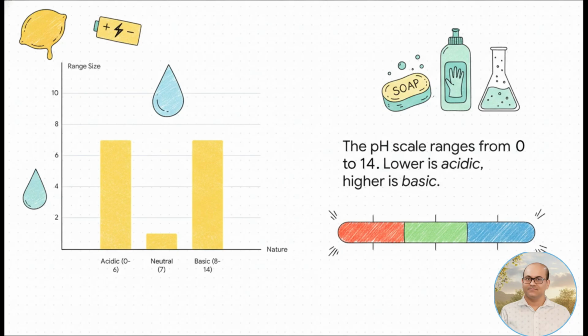Look here, any value from 0 up to 6 means the substance is acidic. The lower the number, the stronger the acid. The number 7, right in the middle, is perfectly neutral. This is for things like pure water. And anything from 8 up to 14 is basic. And here, the higher the number, the stronger the base is.